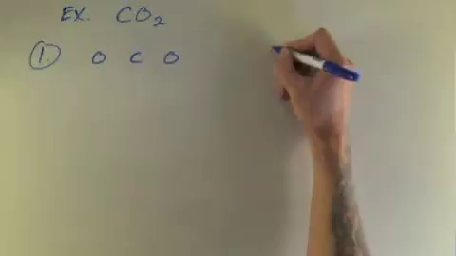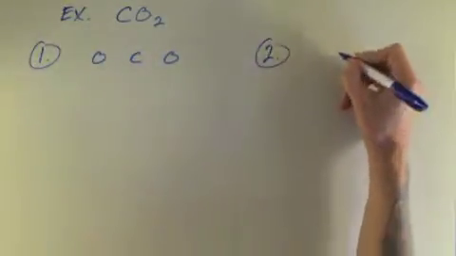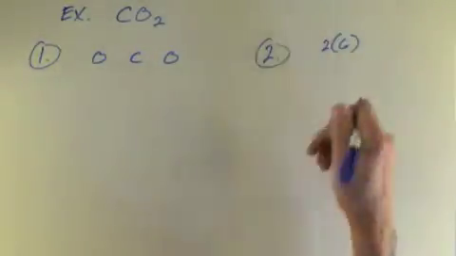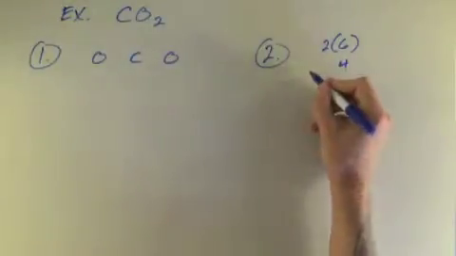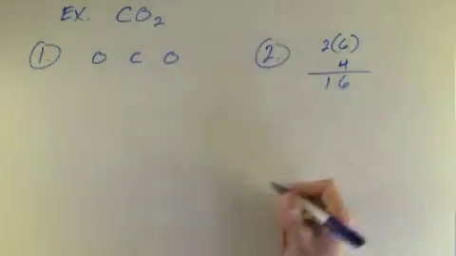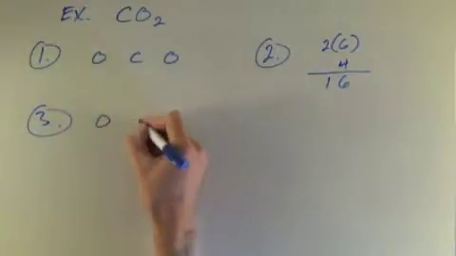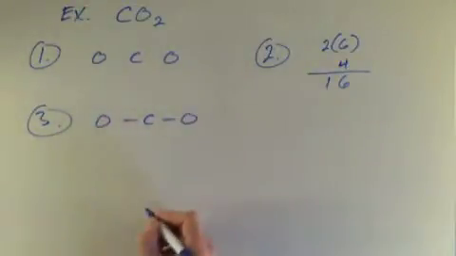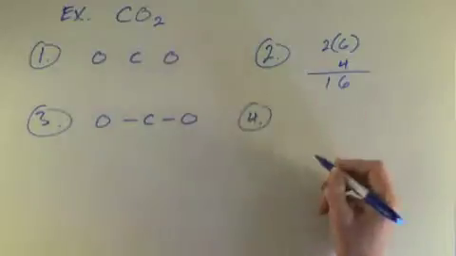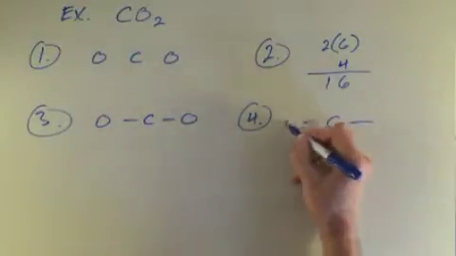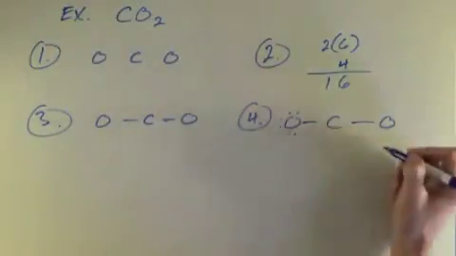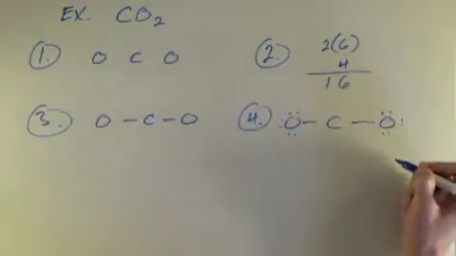We'll put the carbon in the middle. The oxygens are electronegative, they're on the outer edge. We've got 2 times 6 for oxygen and 4 for the carbon for a total of 16 valence electrons. Step 3, we're going to connect them with lines. Step 4, we're going to use dots to complete the octet on the oxygens first.